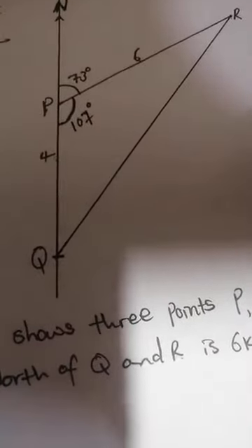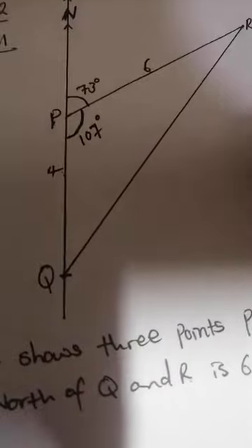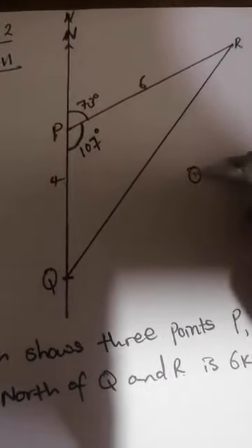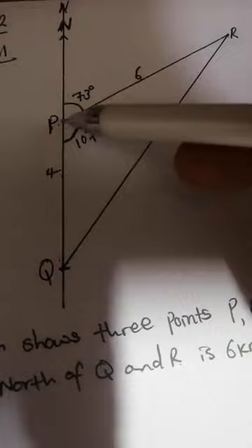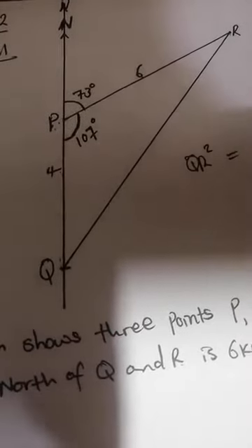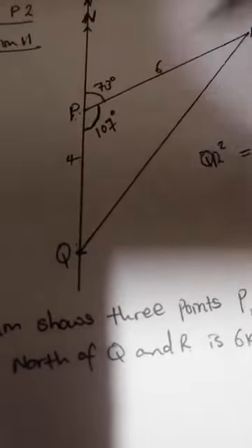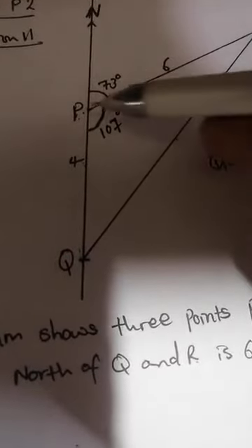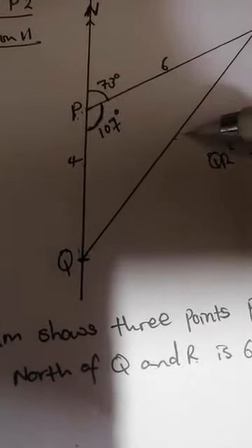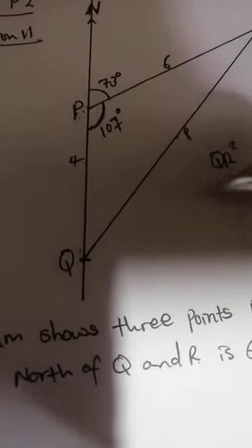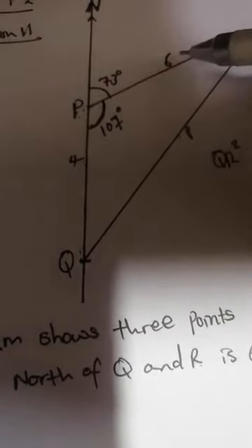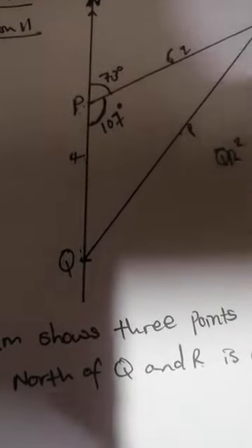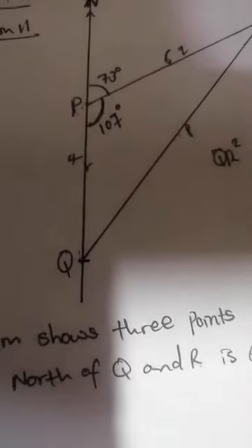So to find QR, we can use cosine rule. This length QR squared is equal to these sides QP and PR. Okay, so let's do this. Let's say this is the opposite of this angle. Let's write small p. The opposite of angle Q is 6, which is small q. The opposite of R is small r.